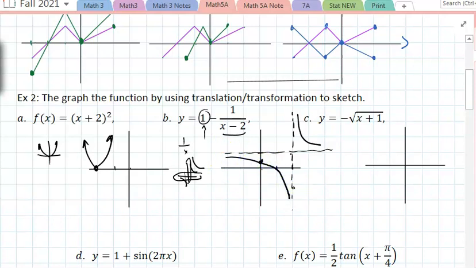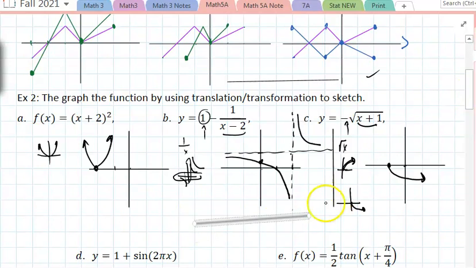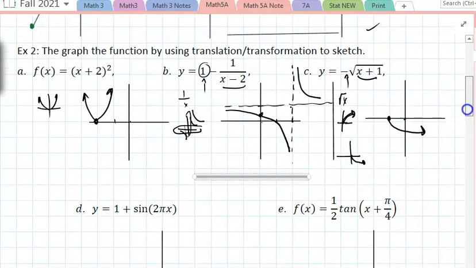A rough sketch. The radical x is a graph that looks like this. The negative, multiplying the y by a negative, reflects the graph with respect to the x-axis. Now it looks like this. And the 1 will shift that 1 unit to the left. So it's important to see those graphs. If you're stuck on a problem, the graph will give it away.